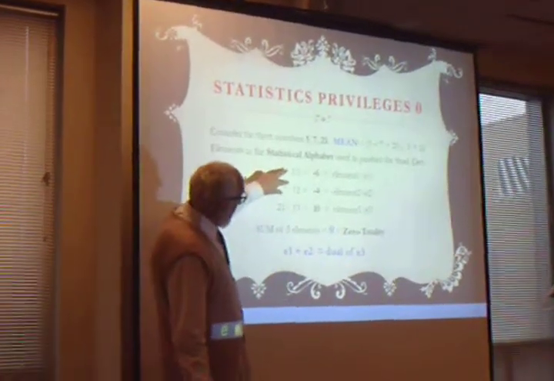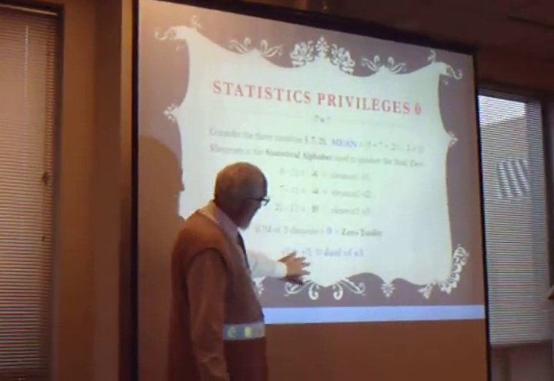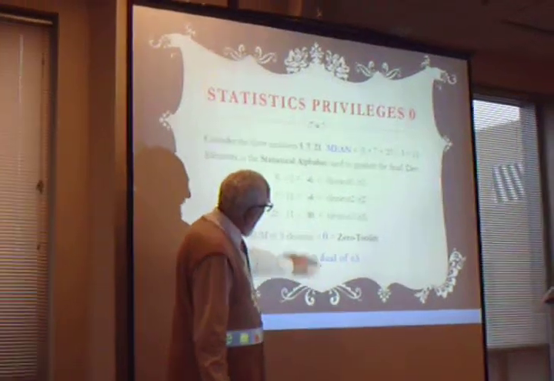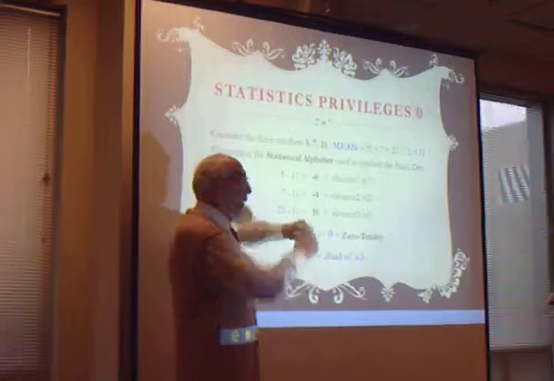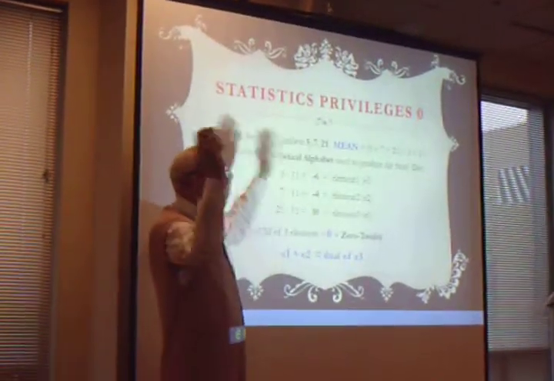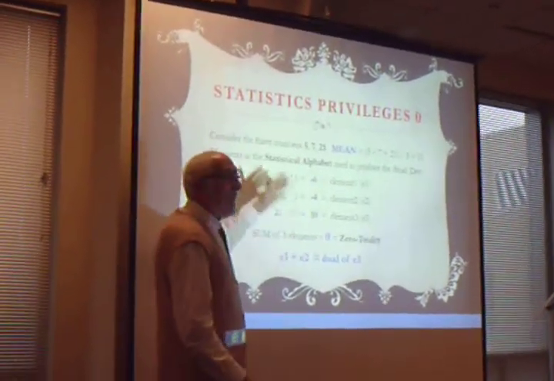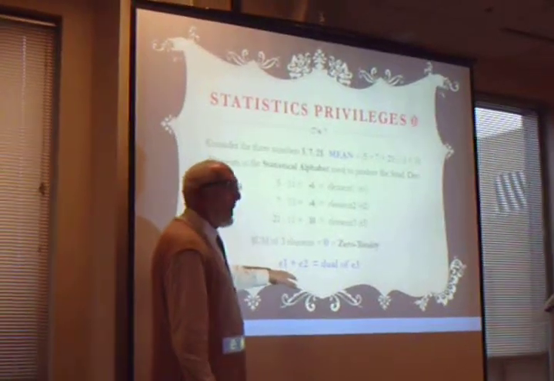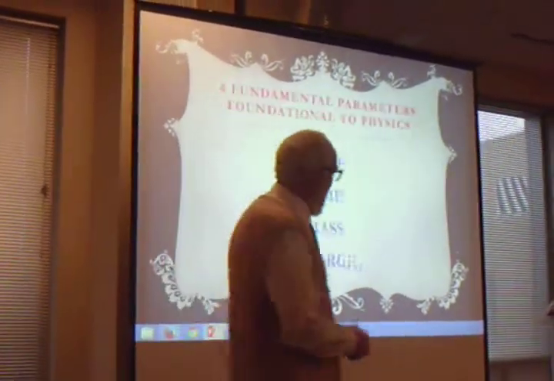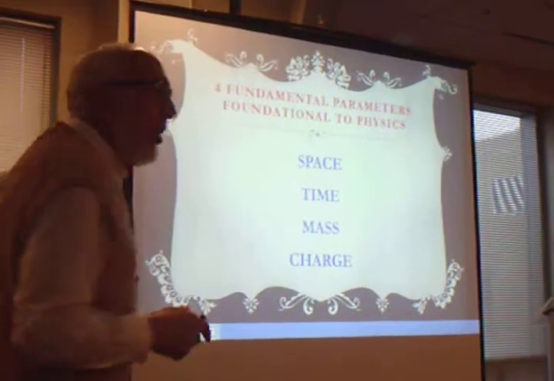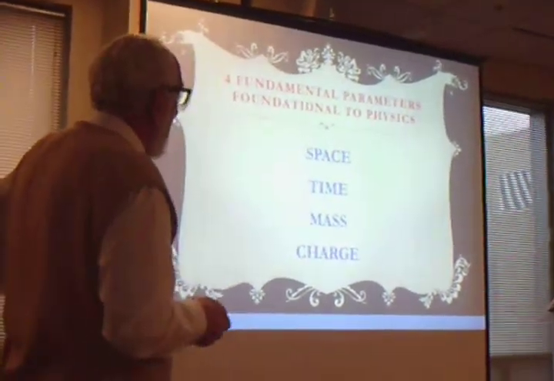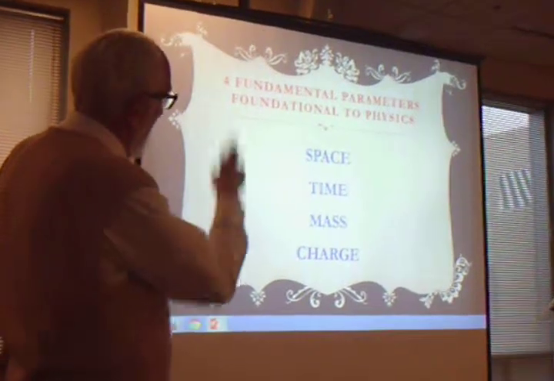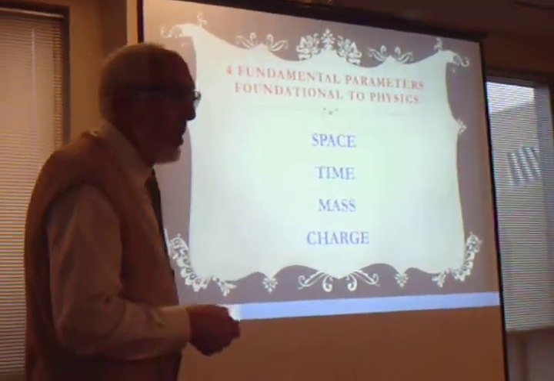But if you look at these two, E1 plus E2 is the dual of E3 because of some of those two. But if you take 1,000, 1 billion, no matter what it is, you can combine elements and say zero is privileged. Okay. What are the things that are privileged? What are the fundamental parameters in physics? The foundations of physics: space, time, mass, and charge.